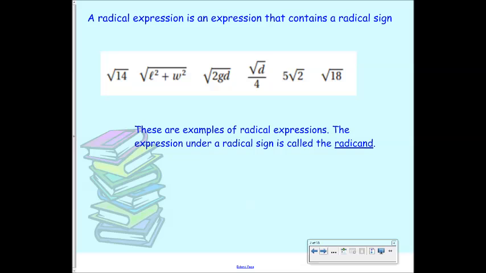Anything underneath the radical is called the radicand. So for instance, in this expression, which is the radicand? The D is the radicand because it's the one that's underneath the square root symbol. What about here? 2 is the radicand because it's underneath the square root. 5 is a part of the expression, it's just not the radicand because it's not underneath the radical sign. And here, what's the radicand? Yeah, the whole thing is underneath the radical.